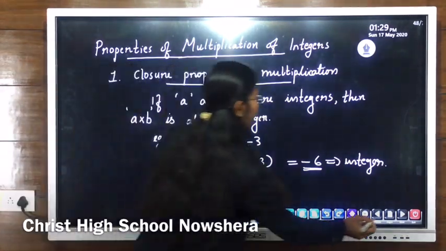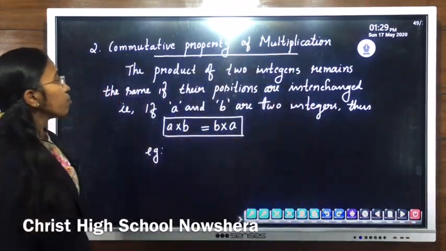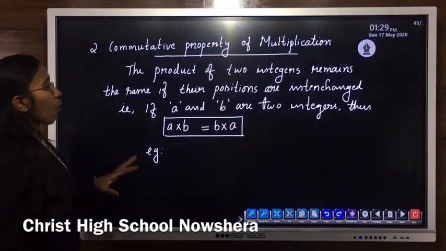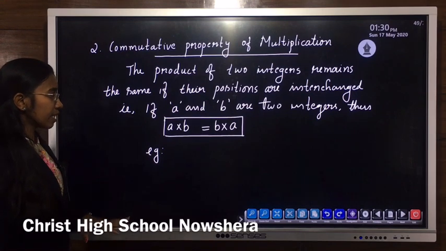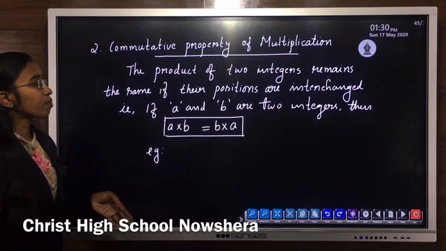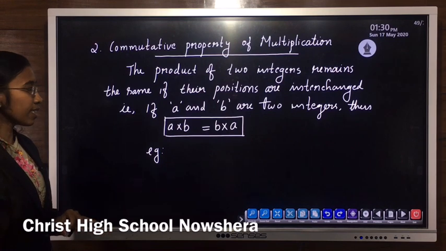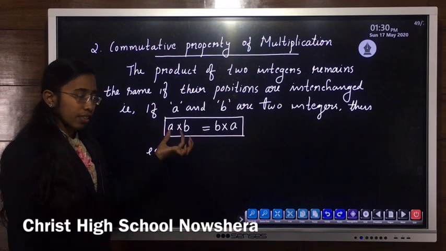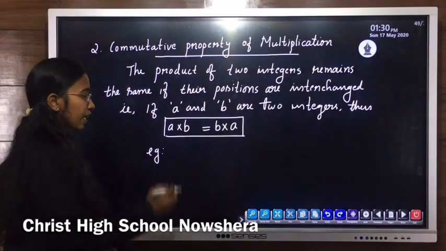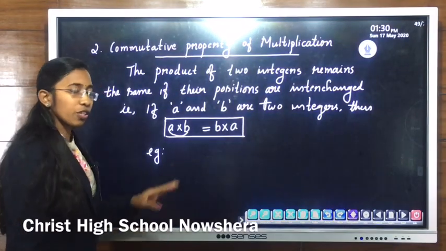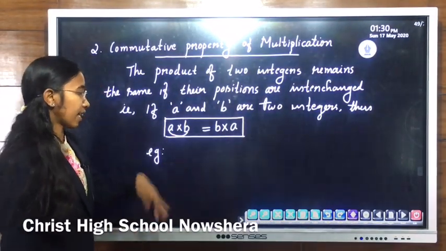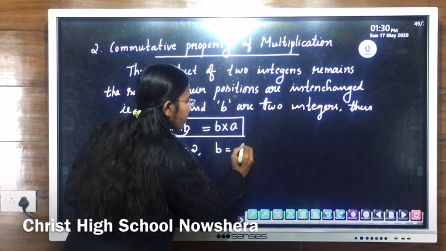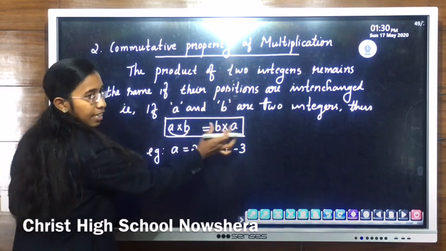And second property, commutative property of multiplication. Commutative property means the product of two integers remains the same if their positions are interchanged. Which means A and B are two integers. We are finding A into B and B into A. Both are the same. Suppose we are interchanging their position, then also our answer is always the same. Just check. Here also we can take A is equal to 2 and B equal to minus 3. And this is LHS and this is RHS.